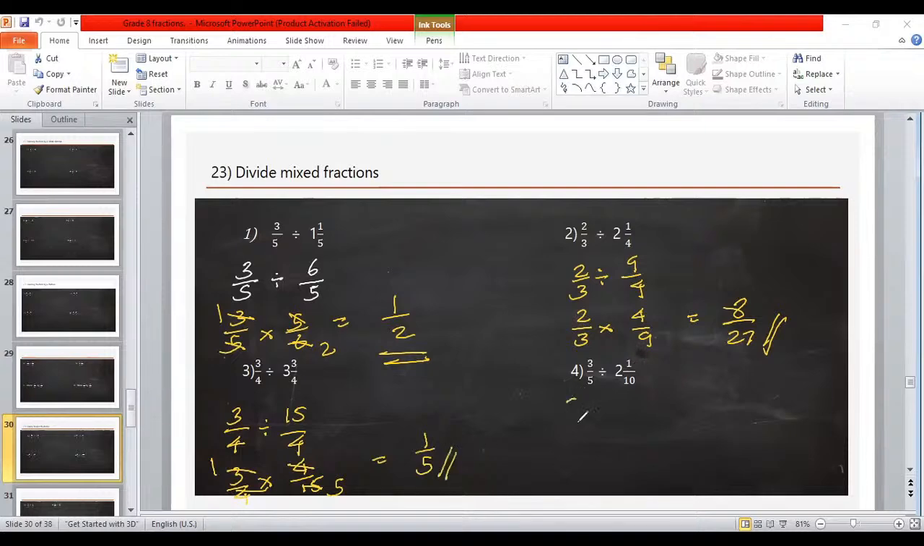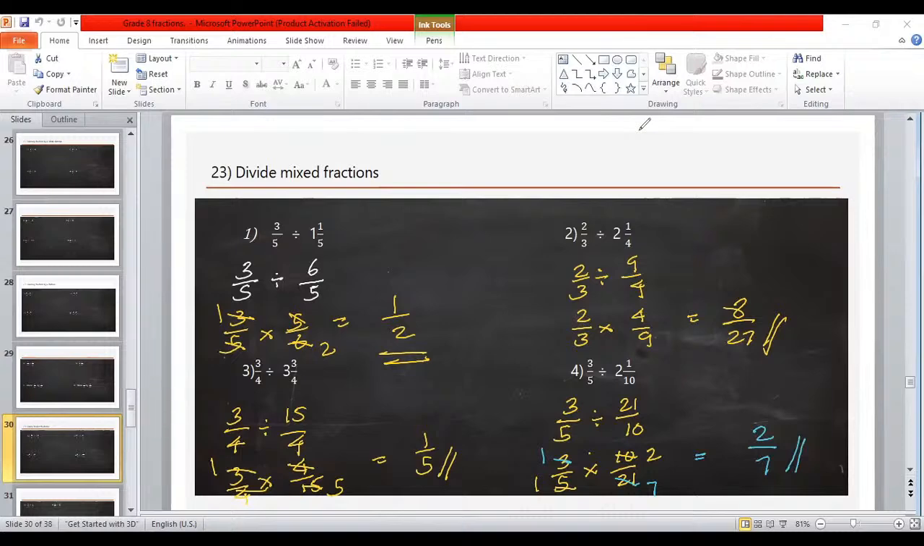Now 3 over 5 divided by 10 times 2, 20 and 1, 21 over 10. Write the reciprocal. 3 over 5 into 10 over 21. How many 5's? 1. How many 5's? 2. How many 3's? 1. How many 3's? 7. 1 times 2, 2 over 1 times 7, 7. 2 over 7.